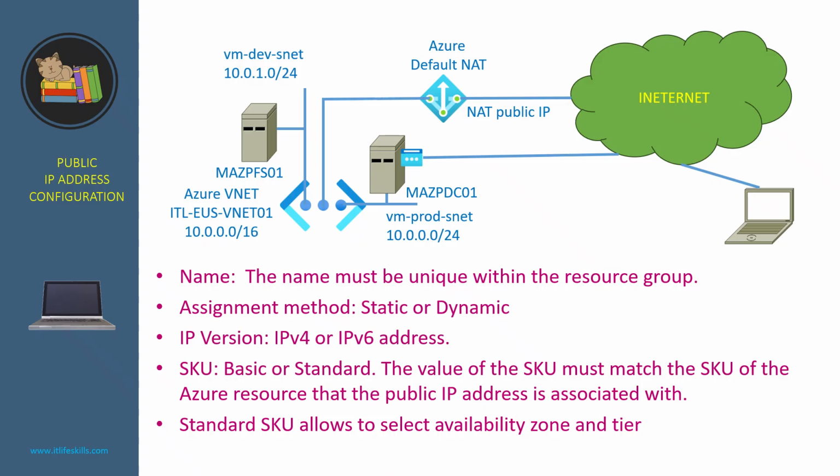For example, we can configure the public IP address that is associated with MAZ-PDC01 with the following parameters. The name is ITL-VM-access-PubIP01, and it is a static IP address, and it is IP version 4, and it is a standard SKU, and it has no zone, and it is a regional IP address.